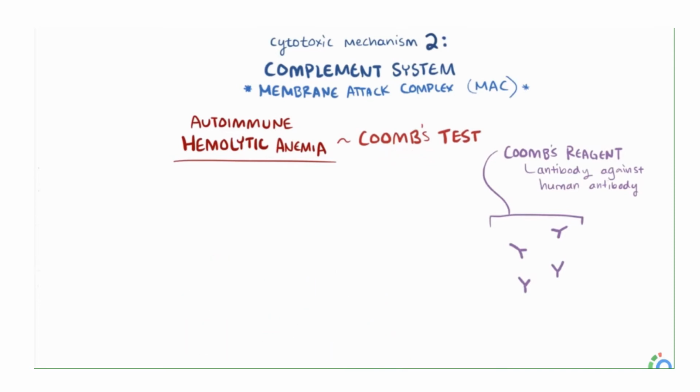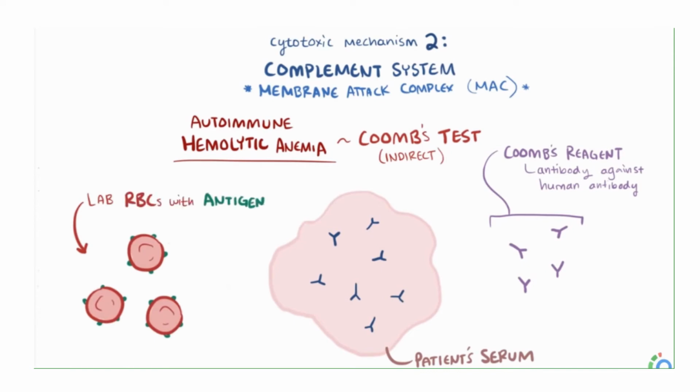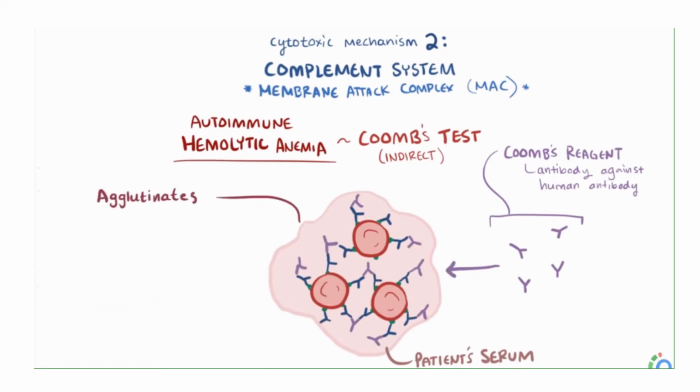Besides a direct test, there's also an indirect Coombs test, which is usually done to check for blood group incompatibility. For an indirect Coombs test, the patient's serum is mixed with laboratory red blood cells that have known antigens on their surface, and then once again mixed with Coombs reagent. If there is red blood cell agglutination, that indicates the presence of antibodies or complement in the serum.